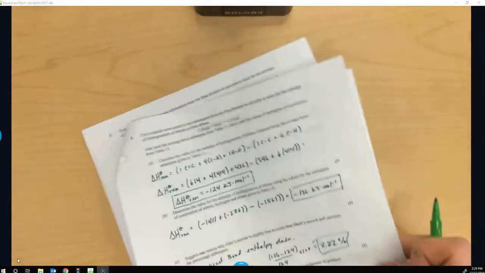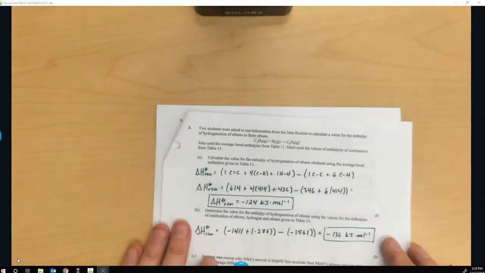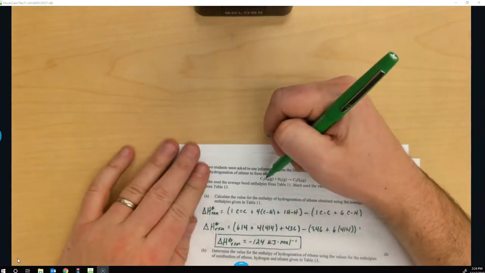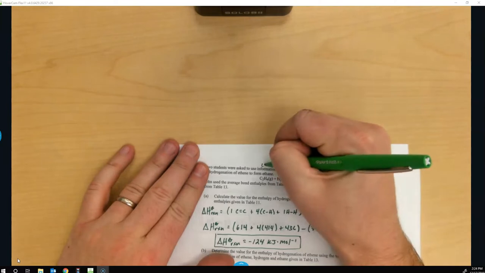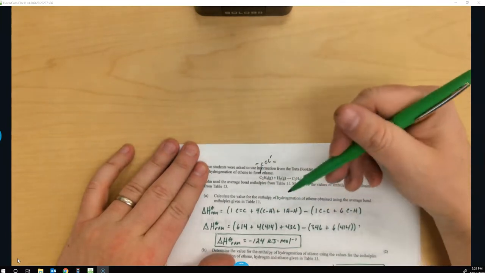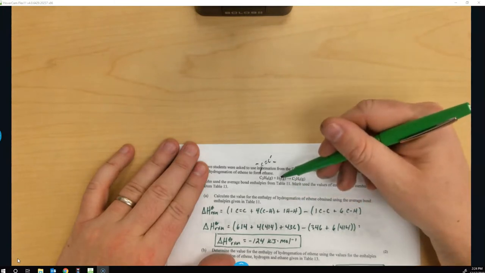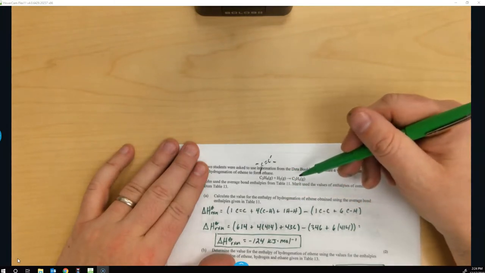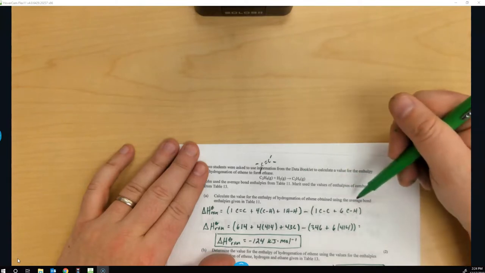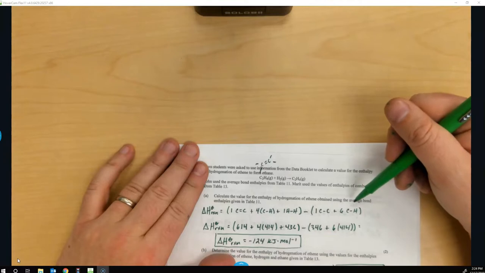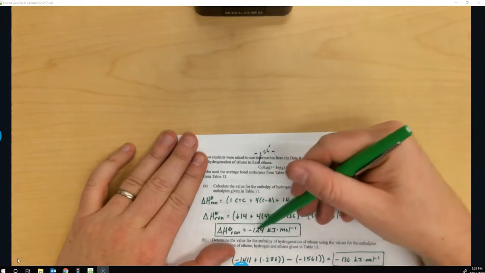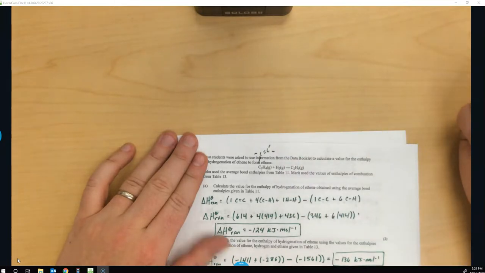And I'm just going to show you this because how many of these can we do? So I know that in ethene, I'm going to have a single carbon-carbon double bond and four carbon-hydrogen single bonds. Don't forget about the hydrogen, one mole of H2. There are our bonds broken. And then in ethane, we're going to have one carbon-carbon single bond between the two carbons and six carbon-hydrogen single bonds. So when we substitute in from the data booklet, we get negative 124 for the enthalpy change of that reaction.